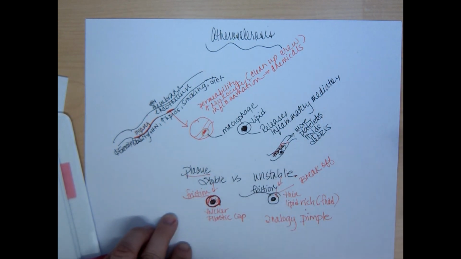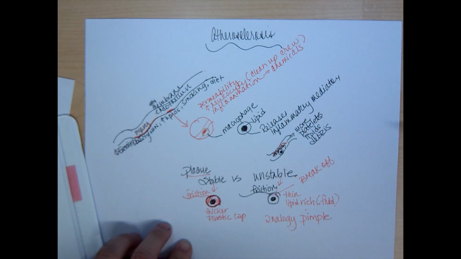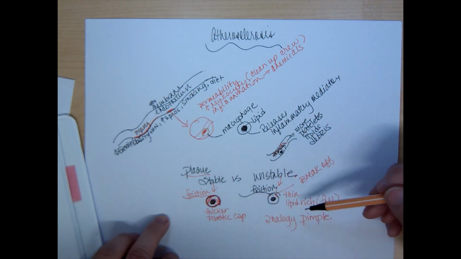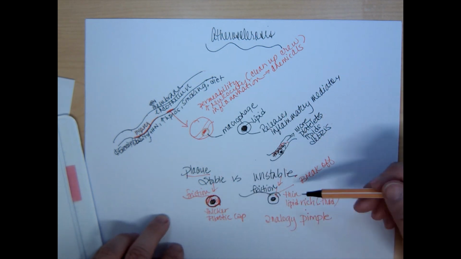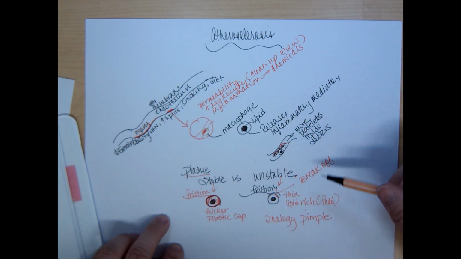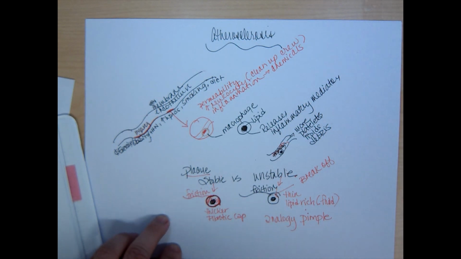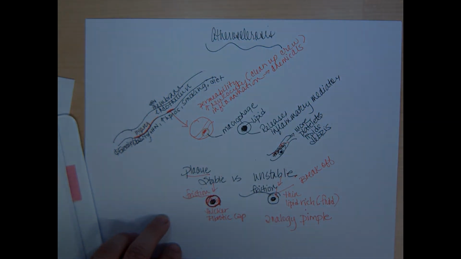That is important, because it's a matter of who is going to progress to having an MI first, the one with the stable cap or the one with unstable plaque? It's going to be the one with unstable plaque, because when it breaks off, it can travel to the heart, or to the brain, and cause a problem that way. That concludes atherosclerosis, with the addition of stable versus unstable plaque.